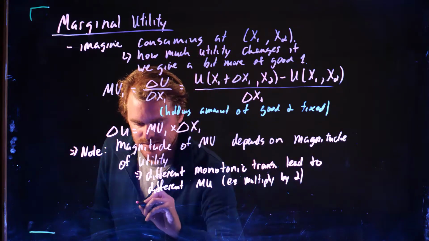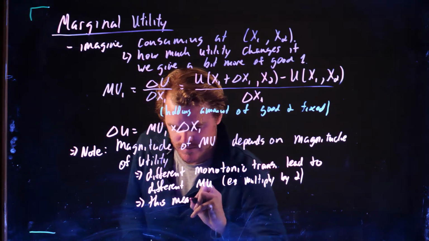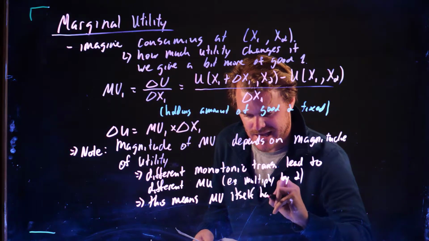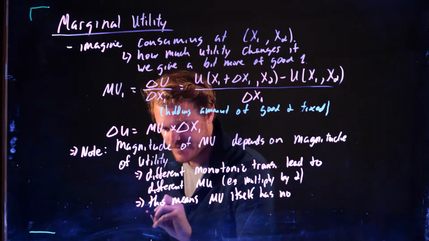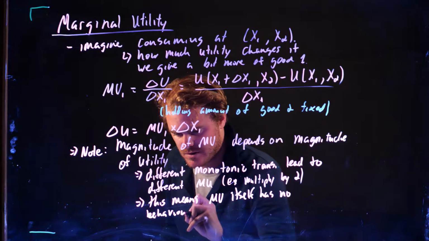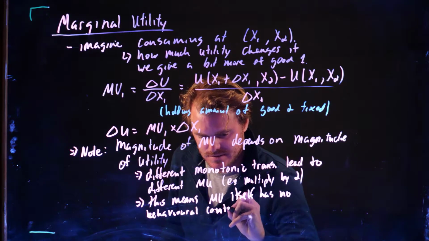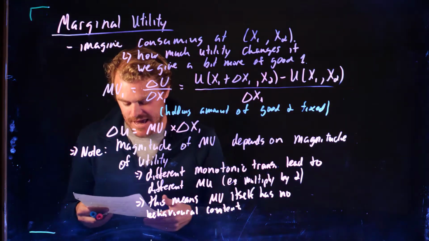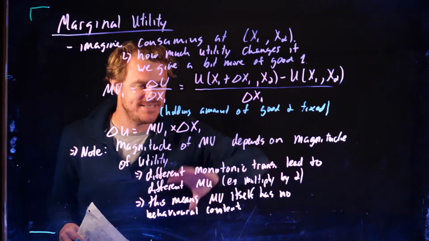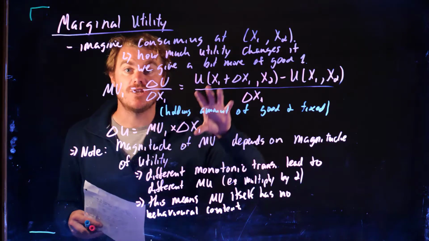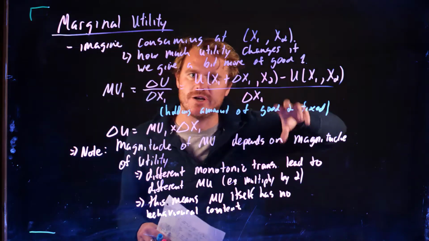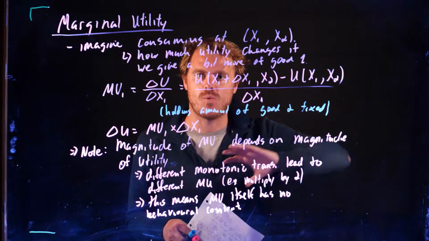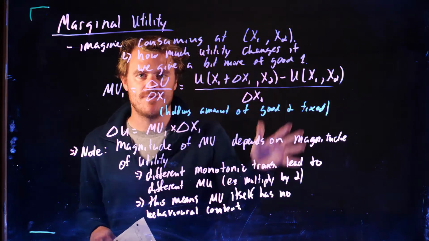And so this means the marginal utility itself has no behavioral meaning or content. We can't calculate the marginal utility from choice behavior, so in itself it has no behavioral content, but we can use it to say something useful, which is where we're going to go next, linking it to the marginal rate of substitution. But on its own, marginal utility doesn't mean very much.